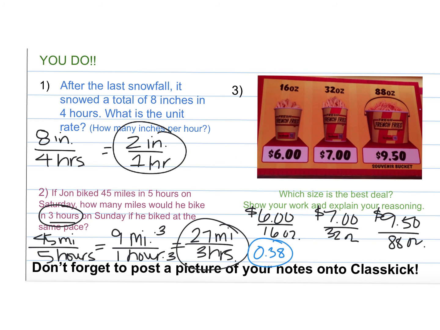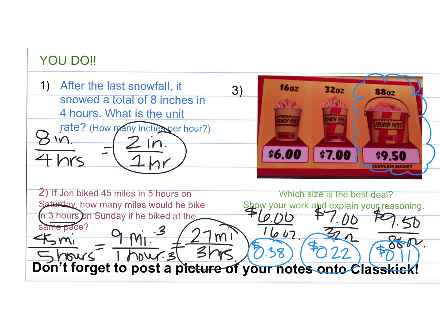$7 divided by 32 is going to give me 22 cents for the 32 ouncer. And then $9.50 divided by 88 is going to give me 11 cents, which is a way better deal than the rest of them per ounce. So we know that this one is the better deal. So that's how they get you. They want you to spend more, but then they give you a better deal, so you're getting a better deal, but then you're spending more as well.